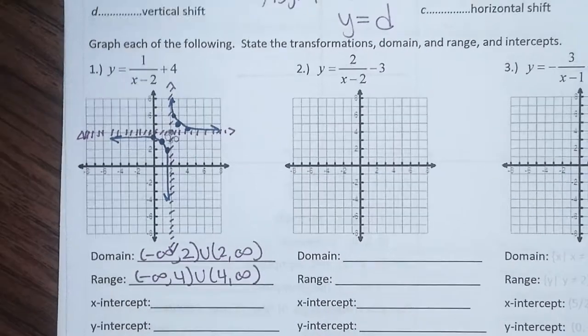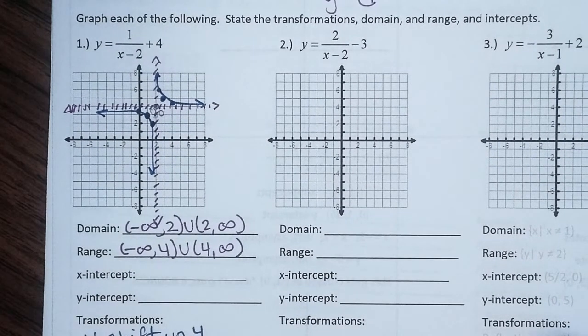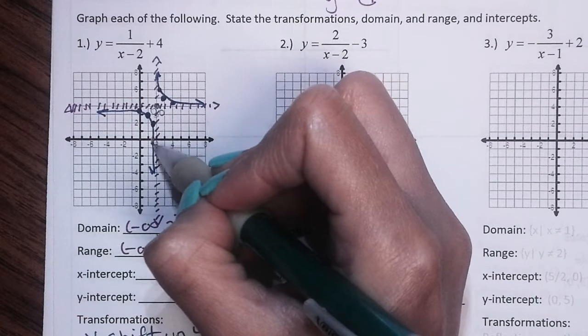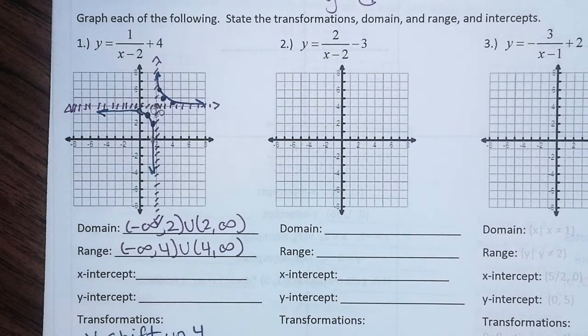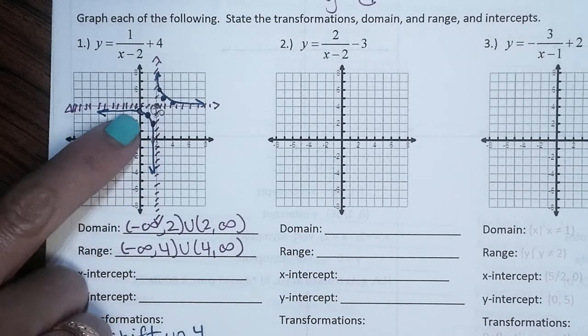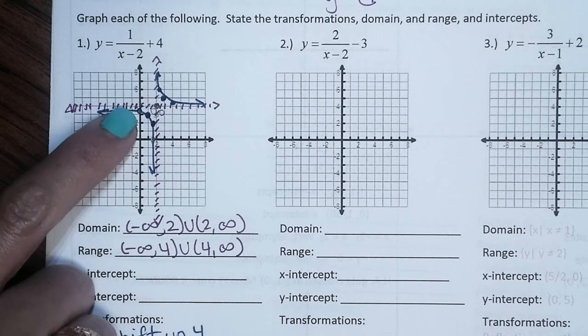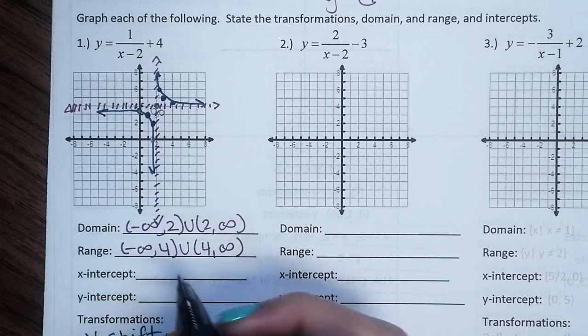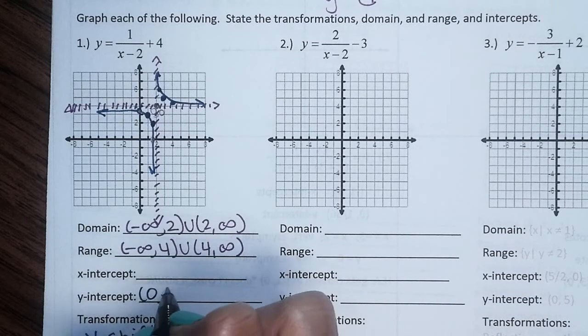The x and y intercepts. Now this function does have an x and a y intercept because it does cross the x-axis somewhere right here, and then it also crosses the y-axis. For the y-intercept we can tell what it was because it was one of the points there. It was (0, 3.5). So that can be my y-intercept here.